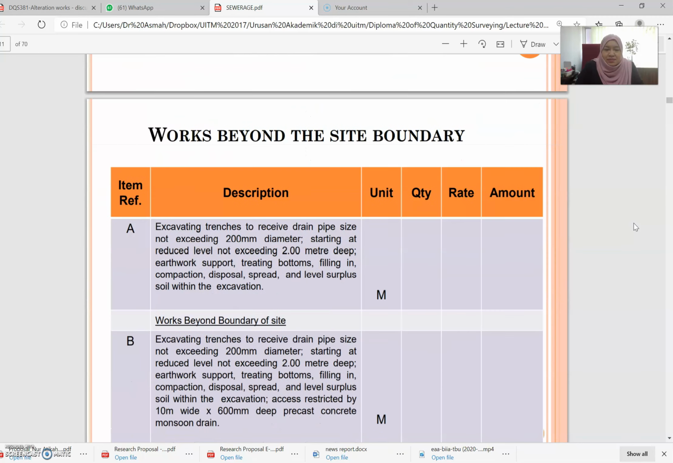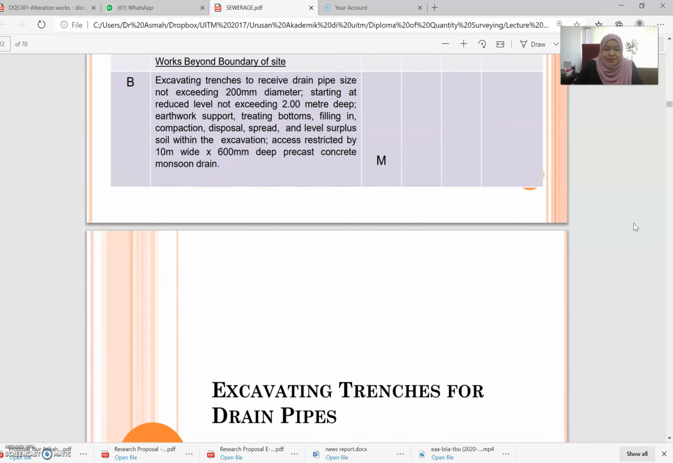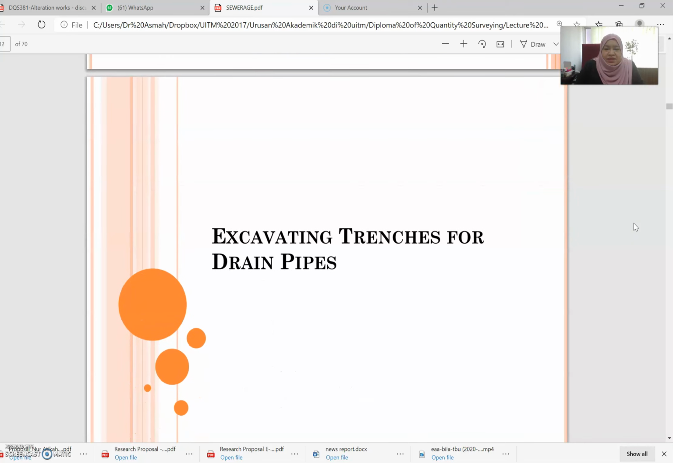This is how it looks in the PQ. You have item 2, works beyond boundary, excavating trenches for drain pipes. Of course you need to refer to SMM Section V. Students, can you please stand by with your SMM Section V, V.2. It's about excavation for trenches.